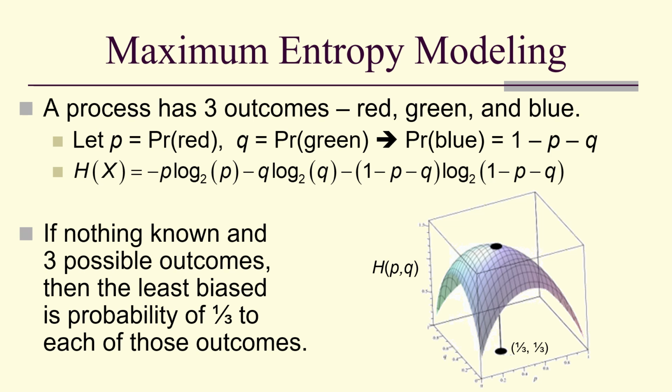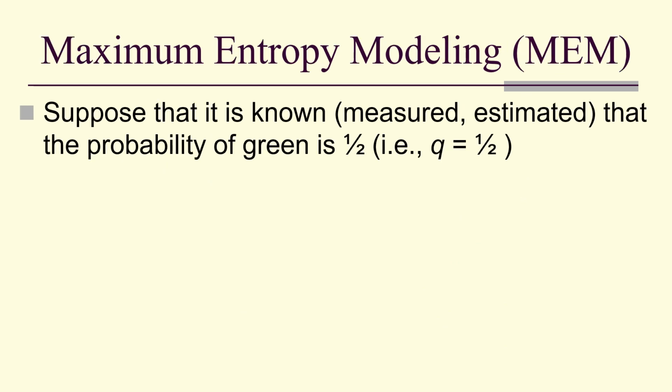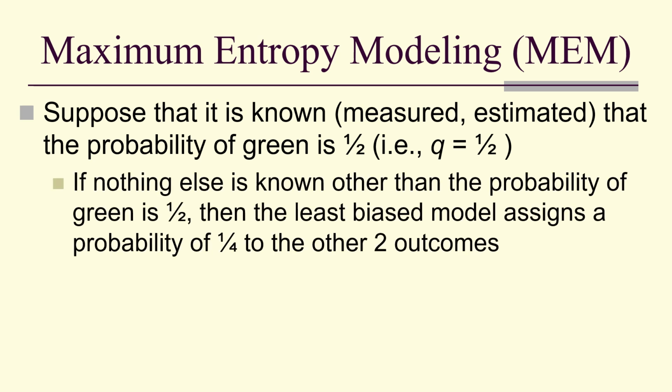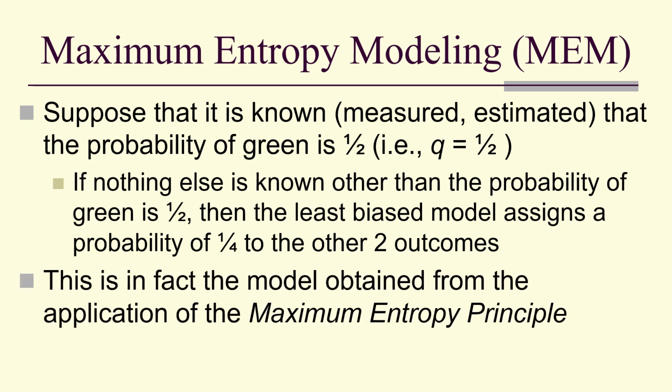So if we don't know anything, and there are 3 possible outcomes, then the least biased model, the one that allows the most uncertainty, is a probability of 1/3 for each of the outcomes. But suppose we know that the probability of green is 1/2. In other words, Q is equal to 1/2. If nothing else is known, then we would assume that the least biased, maximum entropy model assigns probability 1/4 to the other 2 outcomes. And this is in fact the model we get from the maximum entropy principle, as we'll now see.